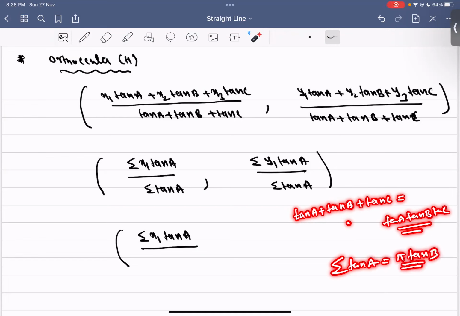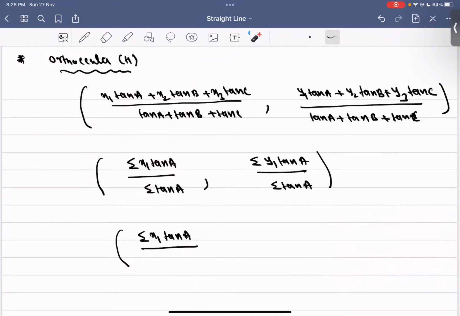Pi means product, that is tan A into tan B into tan C. I have written this in compact form as pi. Here pi is not a number, just the notation to denote product like sigma. Sigma is for summation, pi is for product. This is not the irrational number pi in this context. So pi tan A means tan A, tan B, tan C. That's why sigma tan A you can replace with pi tan A according to our requirement. So both are same only.